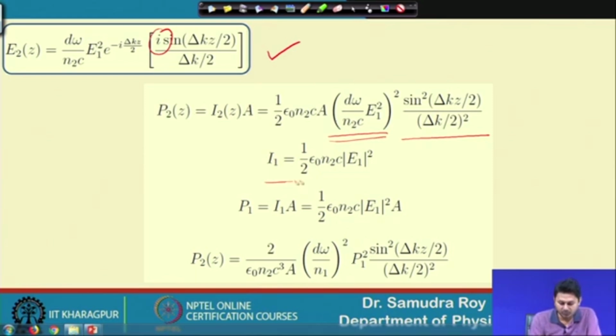So, the intensity of 1, if I try to write in terms of intensity and power, gives the relationship between the power of the second harmonic and the first harmonic. E1 is sitting here, so I can replace this E1 by I1, considering the fact that E1 is a constant. Since this is a constant, it should not have any kind of phase, so we consider that E1 is real.